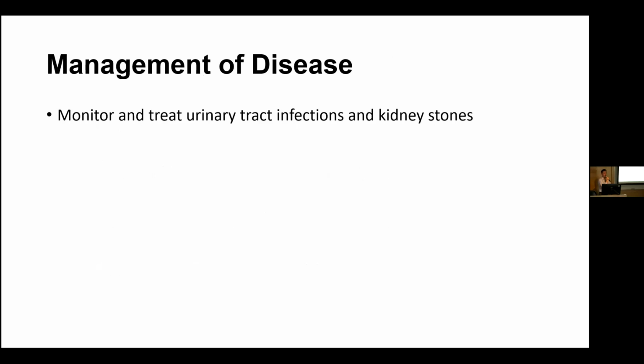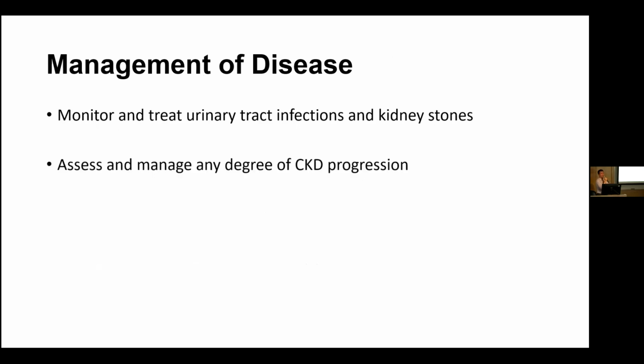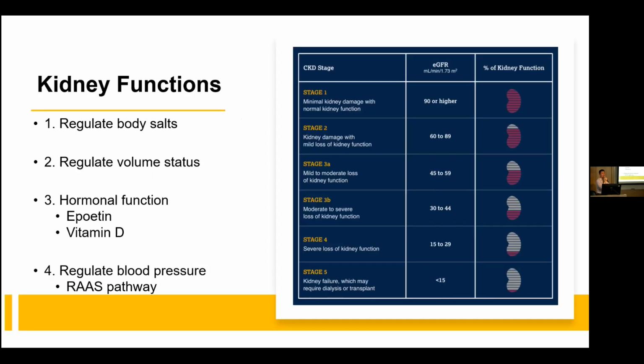So we've talked about monitoring and treating UTIs and kidney stones. We also talk about managing any degree of CKD. For example, we talked about in the first slide the different functions of the kidney. And so if the kidney function declines, you might see dysfunction in electrolytes. You might see a difference in urine output, which can affect volume status. We can talk about the different issues regarding lack of hormonal function. You can have anemia, poor bone health, hypertension. And we'll talk about how that affects ACTA 2 patients.